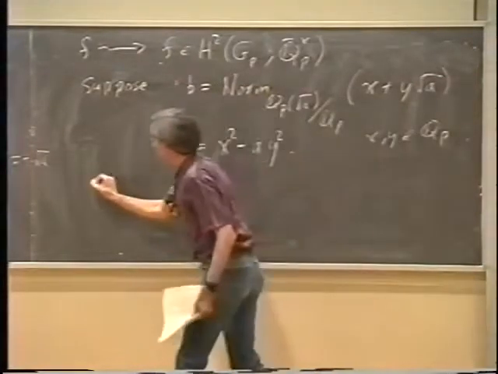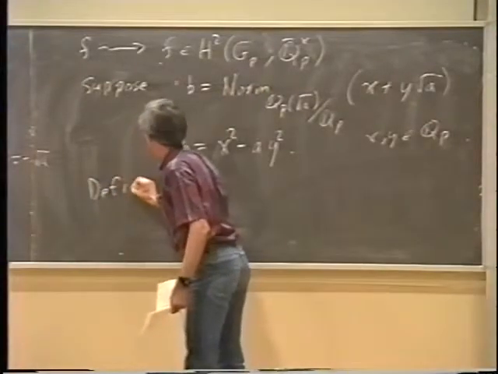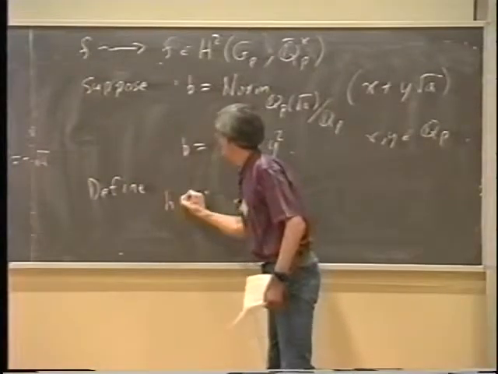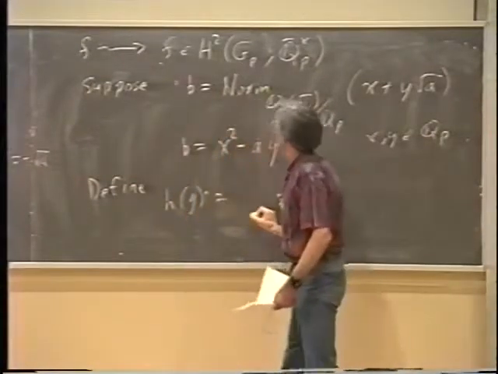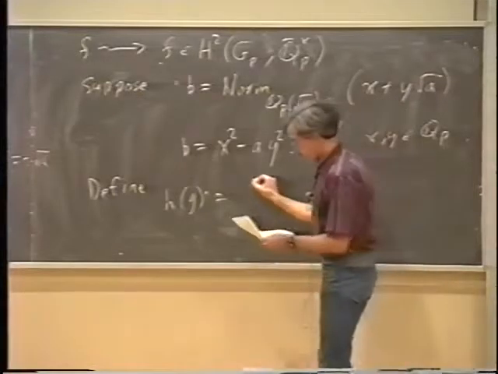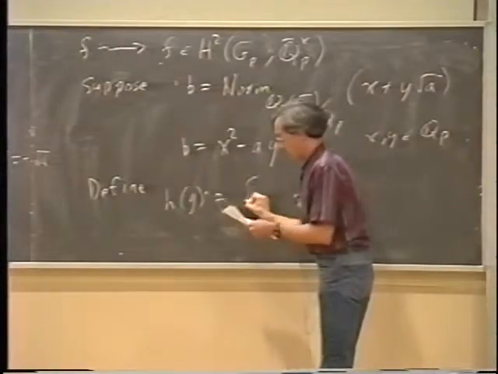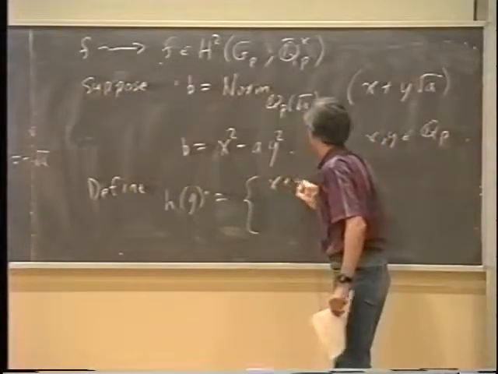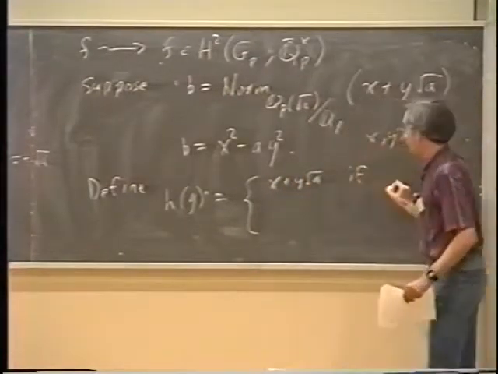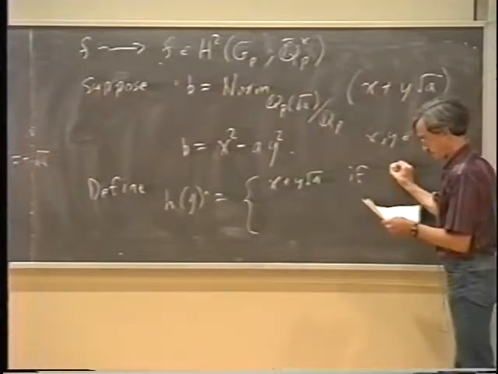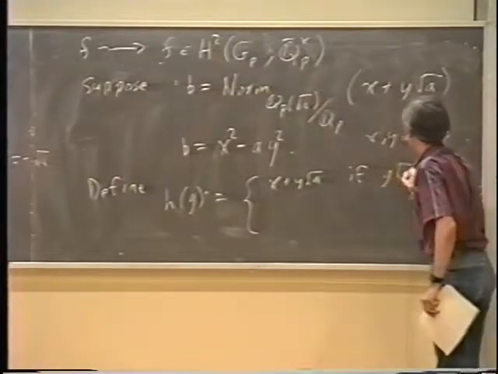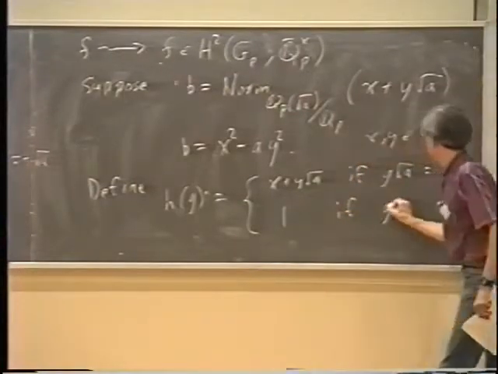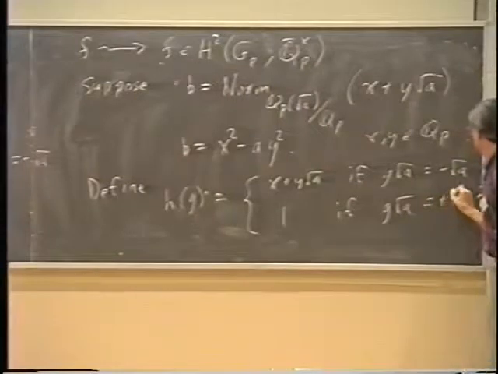Okay, well, if B is of this form, we can define an H. So define H of G to be x plus y square root of A if G sends root A to minus root A, and 1 if the only other choice happens, which is plus root A.